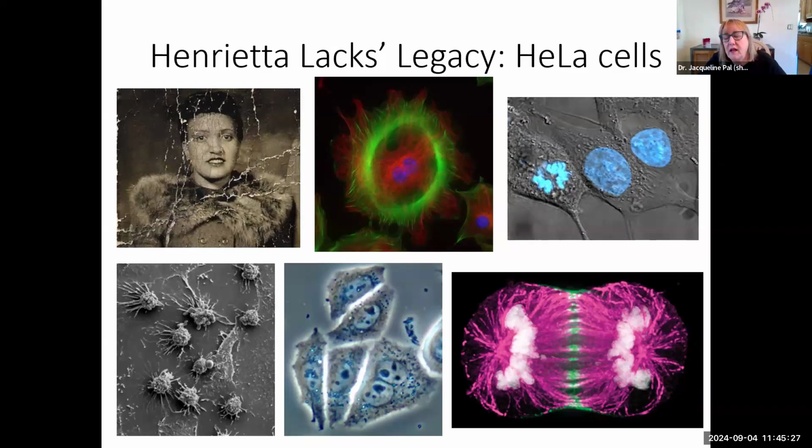Henrietta Lacks was a very poor tobacco farmer from Southern Virginia. After she got married, she moved with her husband to Turner Station, which was a very historical Black community outside of Baltimore, and they had multiple children. Shortly after she had her fifth child, she went to Johns Hopkins Hospital in Baltimore, and doctors discovered a tumor on her cervix, the lower part of her uterus, and biopsied and saved a sample of her cancer cells.